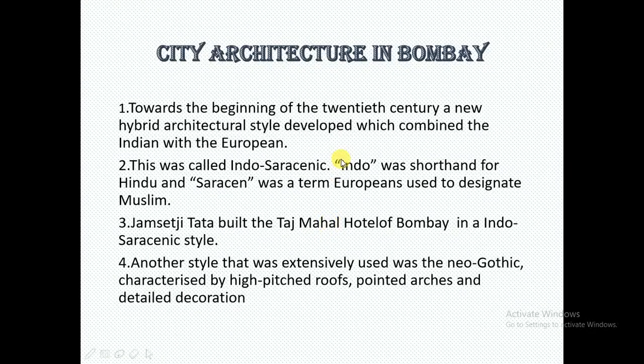Next is the architecture in Bombay. Towards the beginning of the 20th century, a new hybrid architectural system was introduced in Bombay, combining Indian with European elements. This was called the Indo-Saracenic. Indo was shortened from Hindu, and Saracen was a term Europeans used to designate Muslims. That's why the style is called Indo-Saracenic, okay.